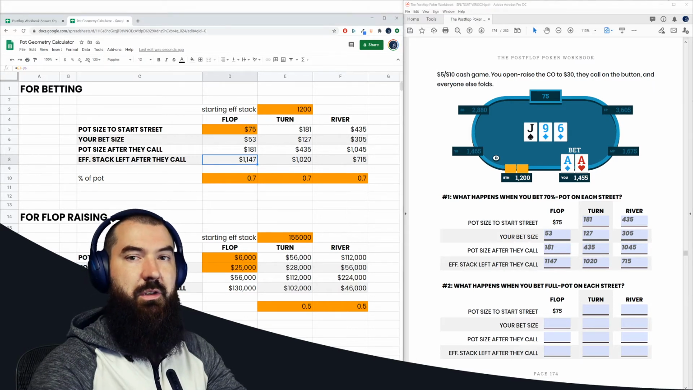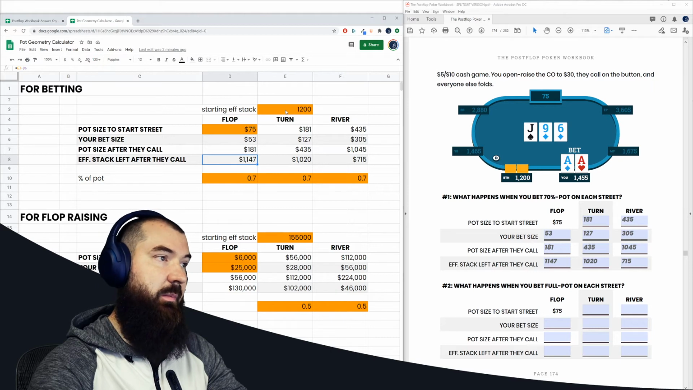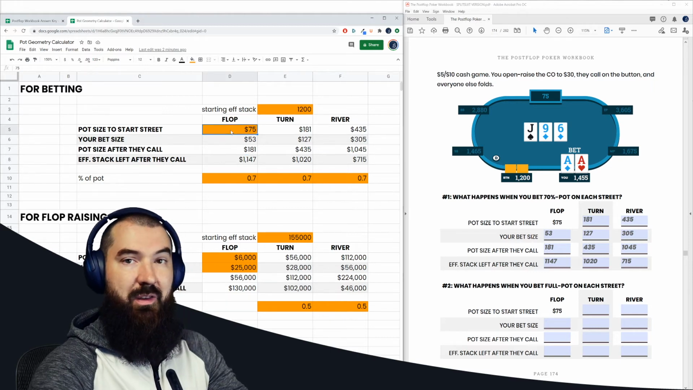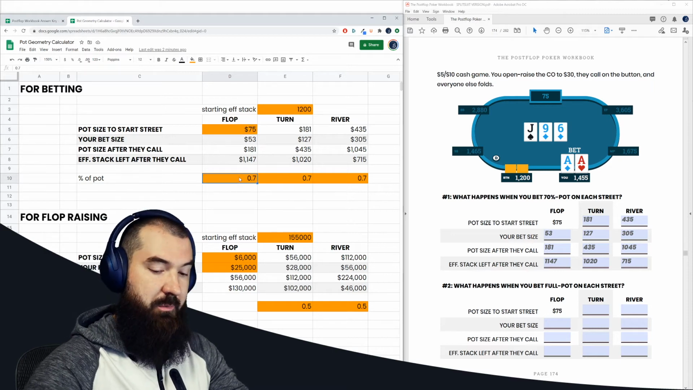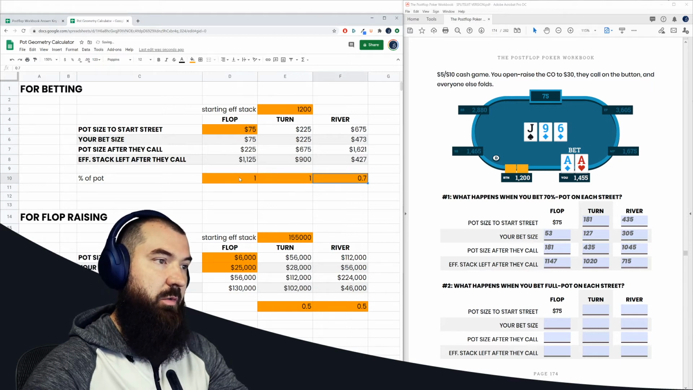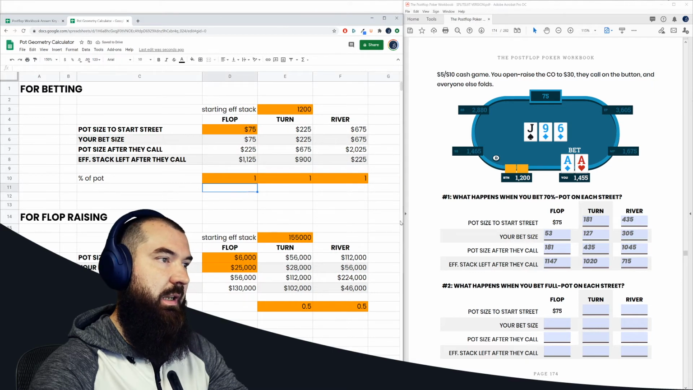All right, so the sizing strategy in number 2 is full pot, so 100% on each street. And you notice that most of these numbers are going to stay very, very similar, right? The starting effective stack is still 1200. The pot size to begin the street is $75 on the flop. And the main thing we're changing here is percentage of pot. So instead of 0.7 for 70%, we're going to change this to 1 because we're betting full pot. And then let's start filling in all the numbers and seeing how things compare.